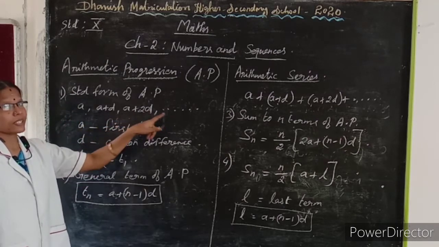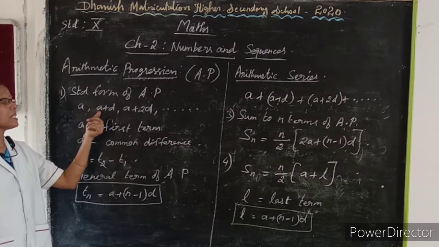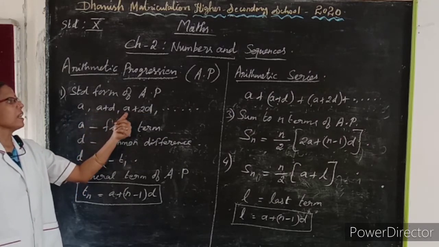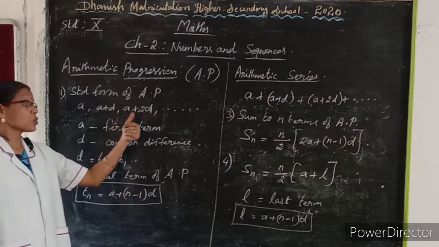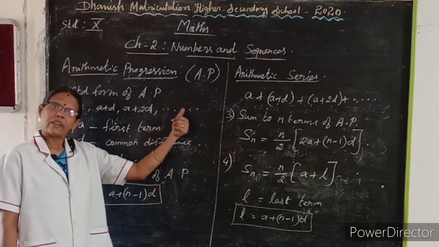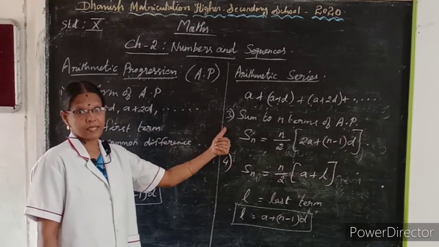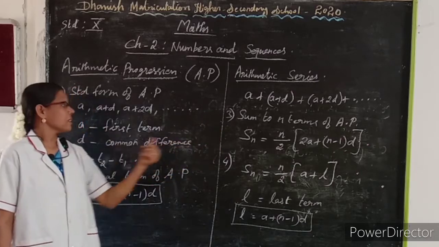Plus 2d, etc. This is the first term, a. Second term is a plus 1d. Third term is a plus 2d. Fourth term is a plus 3d. Fifth term is a plus 4d. Tenth term is a plus 9d, etc.